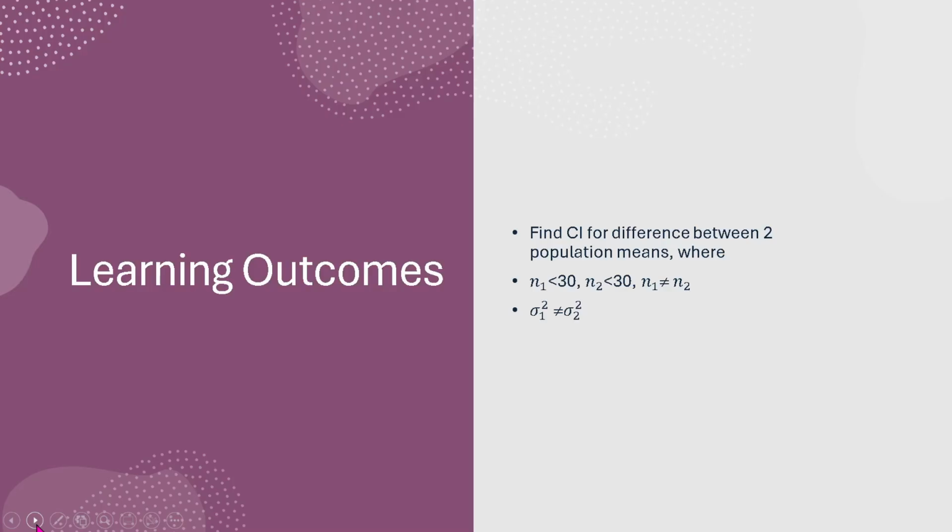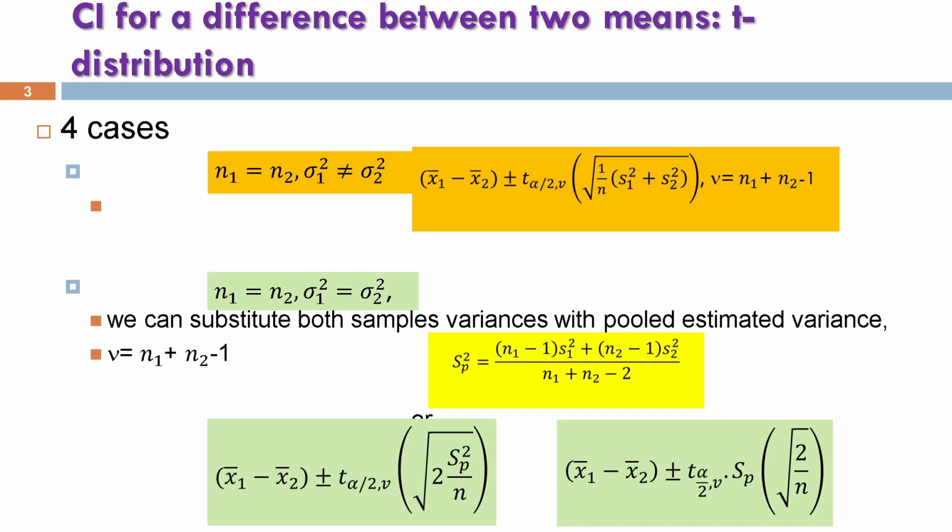So the learning outcomes is actually finding confidence interval for difference between two population mean where both sample size are less than 30 and not equal. Both population variance are also not equal. So if both population variance are not equal, we no need to calculate the pooled estimated variance as sp squared, as in the previous two videos.